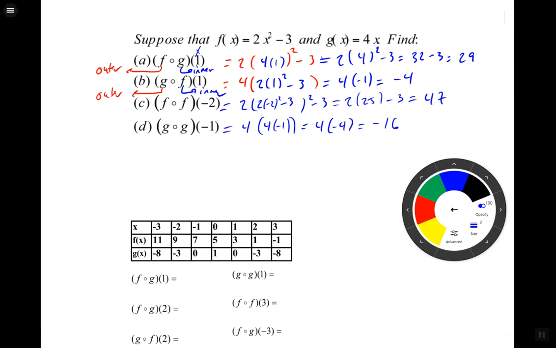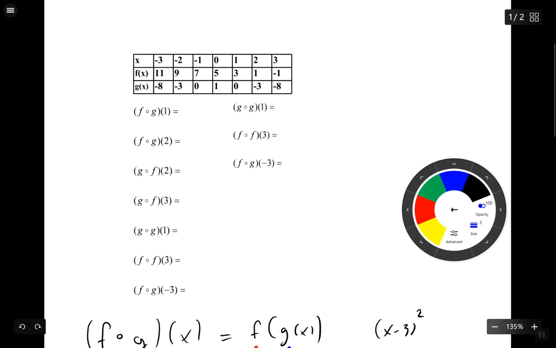Okay, that wasn't bad. So that's one thing we can do to you. We can give you functions and make you stick them inside and evaluate them. And you start from the inner and you work your way out. Or we can give you a table. And I will tell you why they do this table: because in calculus, they make them do other things with this.